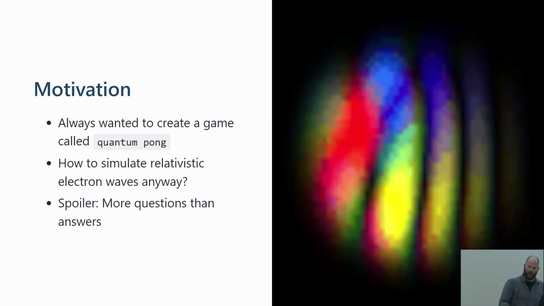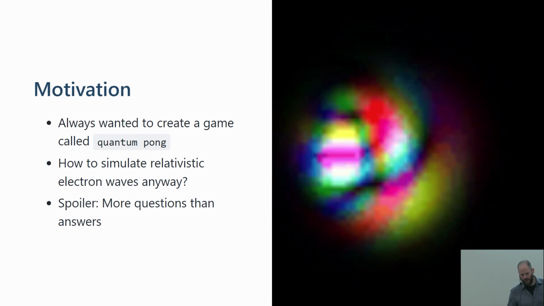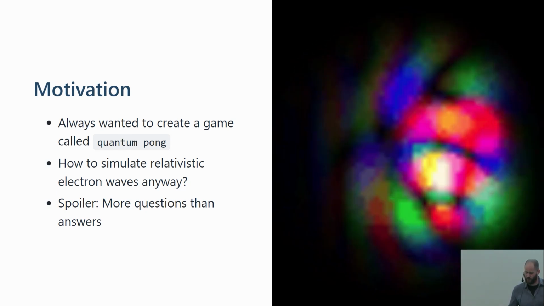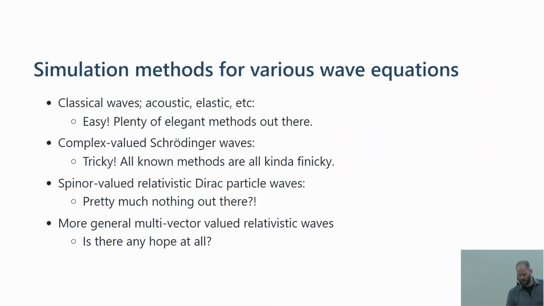But if you're playing around with that, of course the question comes up: how do you simulate a relativistic electron wave anyway? And there's a bit of a bleak picture here, right? I did applied math, and I've done all the classical wave equations, and there's lots of stuff out there, and it works really well. Then you have the Schrödinger equation, which is already not as great. The methods are all kind of finicky.